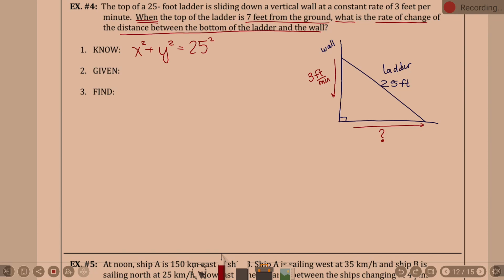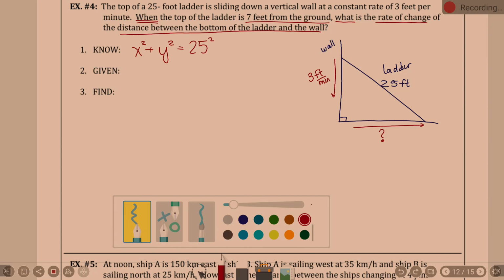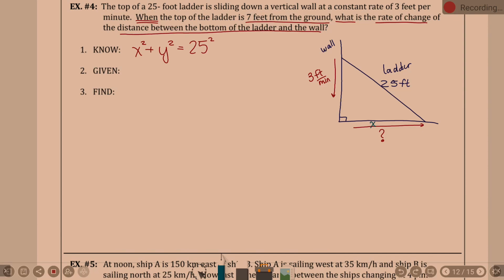Now, with this in mind, obviously one of these sides is x, one of these sides is y. We need to decide and go with it. What I will say is, more often than not, you end up with x being the horizontal piece and y being the vertical piece. I'm not saying it has to be that, but more often than not, that's what you end up with. Okay? So, with that in mind, what's my given information?